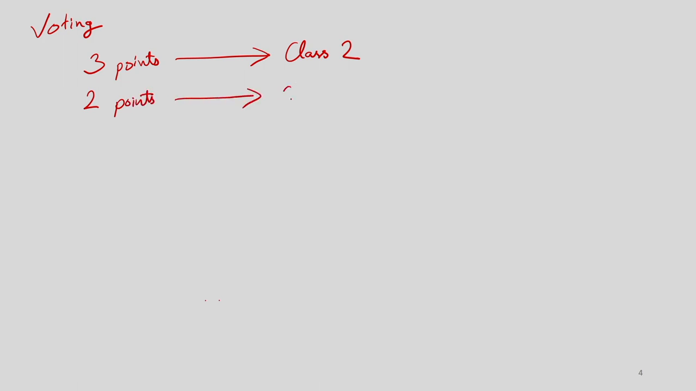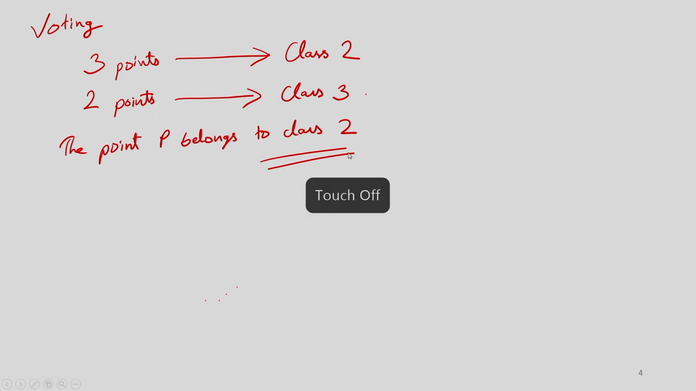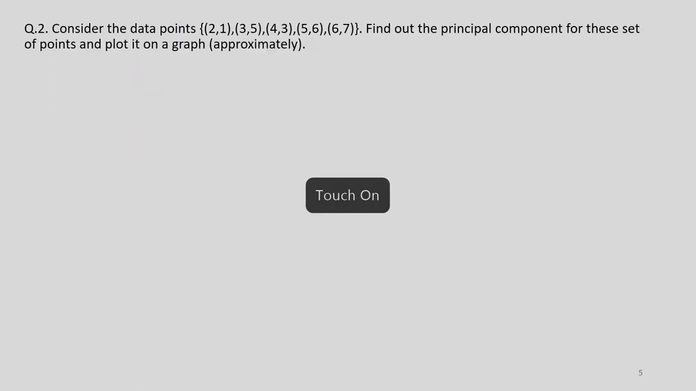All right. So now when we do the voting, we get 3 points belonging to class 2 and 2 points belonging to class 3. So according to the majority voting, we can conclude that the point P belongs to class 2. So this is the solution. Alright, so let's move on to the next problem.